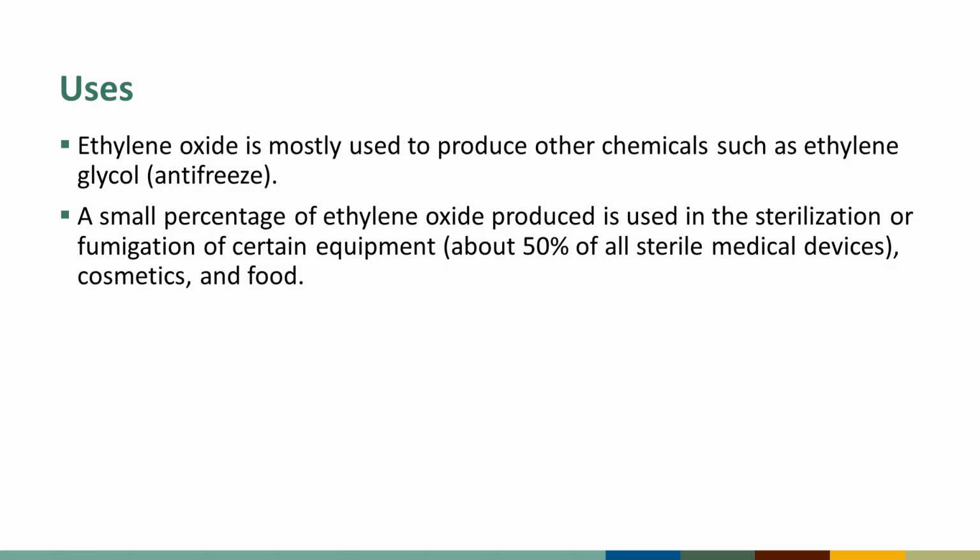Ethylene oxide is mostly used to produce other chemicals such as ethylene glycol for antifreeze. A small percentage of ethylene oxide produced is used in the sterilization or fumigation of certain equipment, particularly medical equipment, cosmetics, and food. ETO is highly effective as a sterilant gas where it can penetrate packaging such as cardboard, shrink wrap, paper, and other wrappings, and destroy bacteria and viruses.